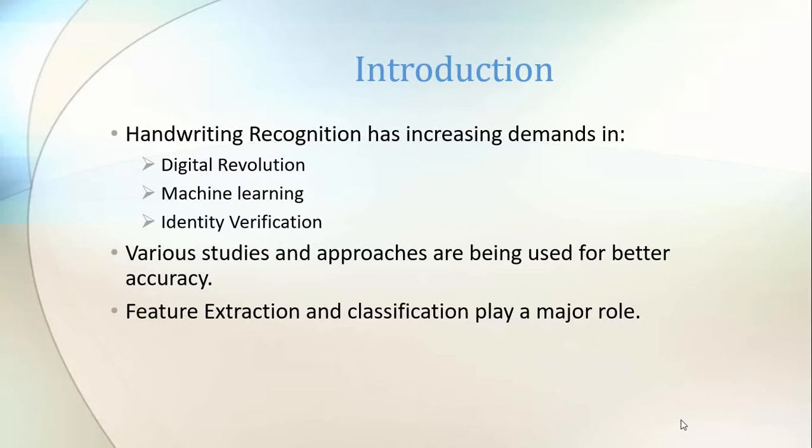Also, machine learning is in great advancement these days and it's taking over almost all applications. In the very near future there would be a time where machines would be checking or correcting our papers. So to correct the papers, efficient handwritten recognition is very important. There have been various studies and approaches made for the betterment of accuracy and efficiency of handwritten recognition. For efficient handwritten recognition, feature extraction and classification play a major role.